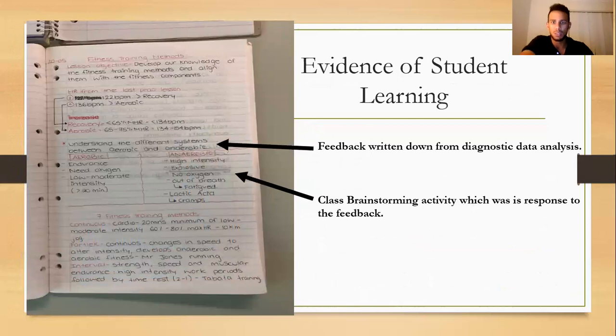Again, evidence of student learning. So this student had the feedback written down from the diagnostic data analysis, which was understanding the difference between the two systems. And then the class brainstorming activity, which is in response to the feedback. So nice, clear, neat work, and obviously clear definitions on the features of each system to differentiate the two.